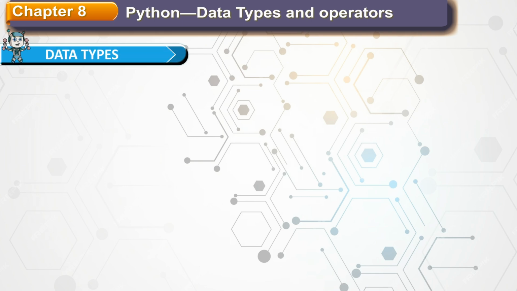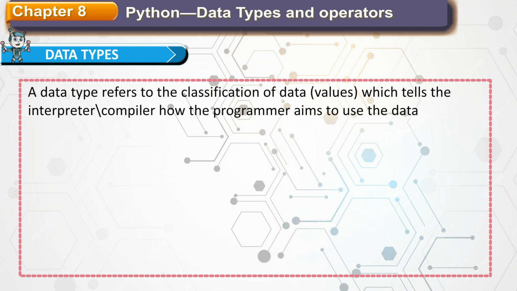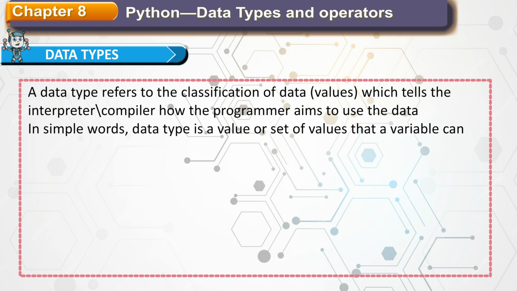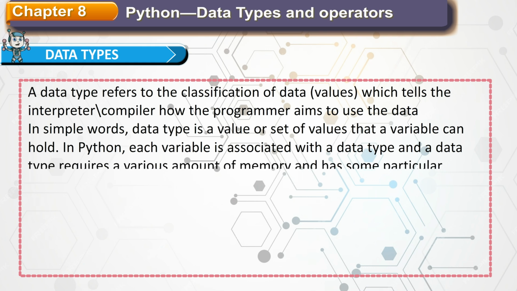Data types. A data type refers to the classification of data values, which tells the interpreter or compiler how the programmer aims to use the data. In simple words, a data type is a value or set of values that a variable can hold. In Python, each variable is associated with a data type, and a data type requires a varying amount of memory and has some particular operations performed on it.